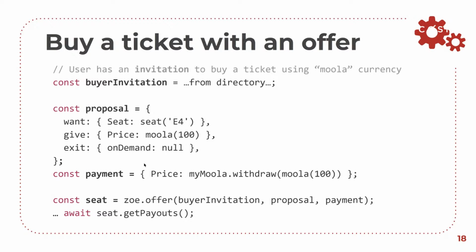Once my seat is exited, then any reallocates, any assets, they all get transferred back to me in the form of payouts. And so hopefully if I won, those payouts are the concert ticket I wanted, but otherwise it'll be my 100 moolahs coming back out of escrow. So that's buying a seat ticket with an offer, and that's what the UI was driving.